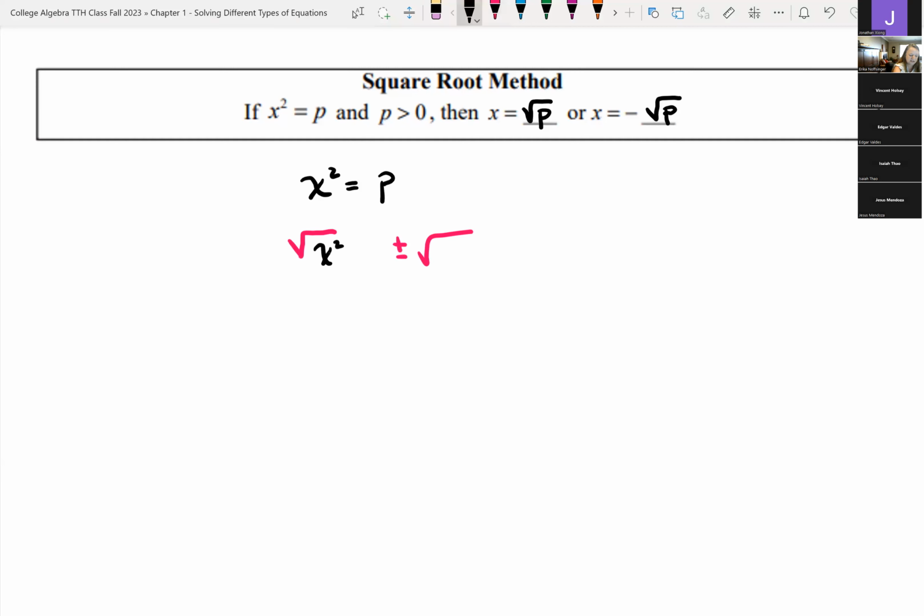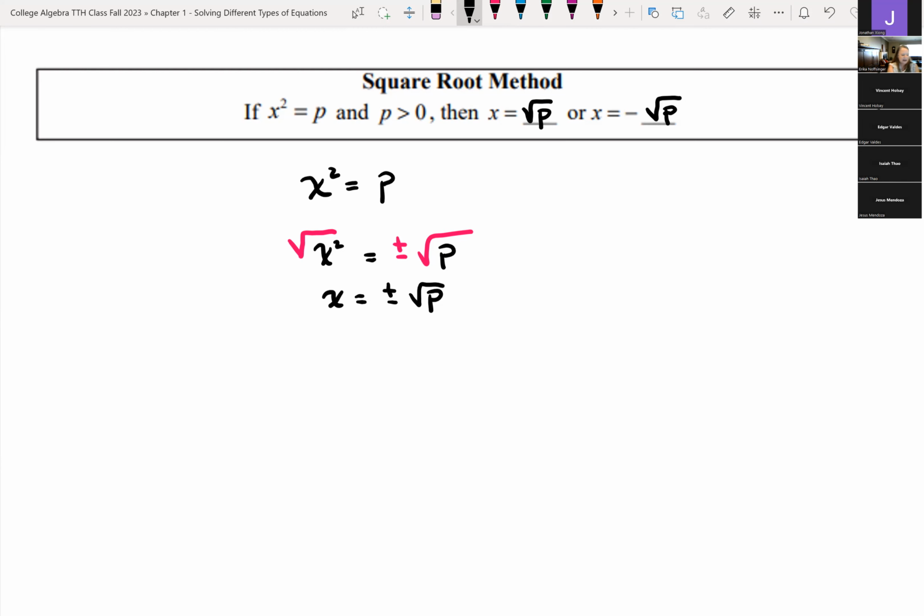One error students tend to make is forgetting that plus or minus here. The square root of x squared is just x, so x is equal to plus or minus root p is another way to write it. If our value of p was less than 0, we would get back an imaginary number, because we would have a negative underneath the square root. For this section, if we got an imaginary number, we would say no solution. In the following sections, we would give the complex number as a solution.